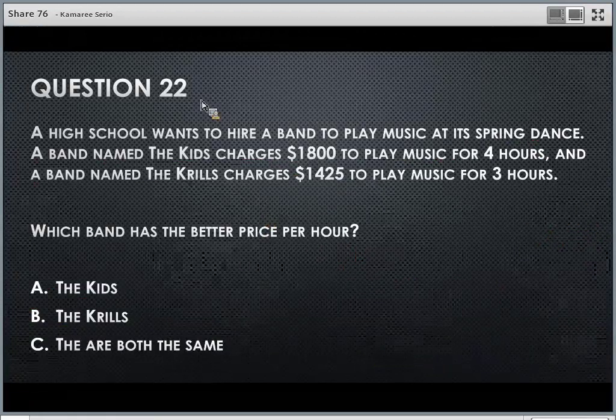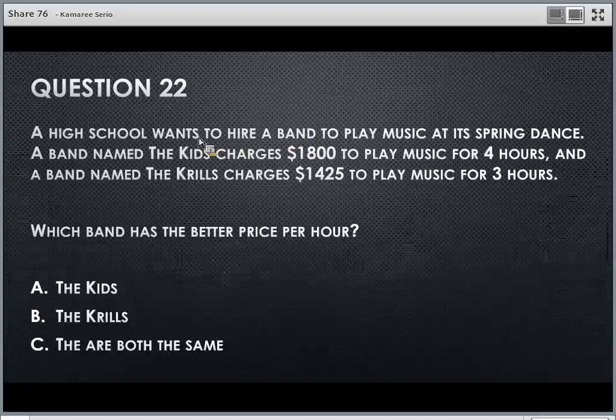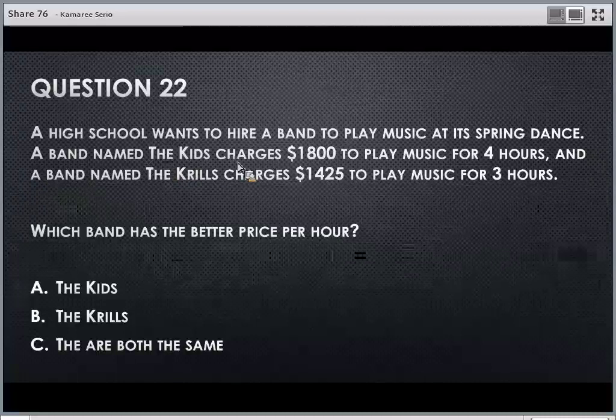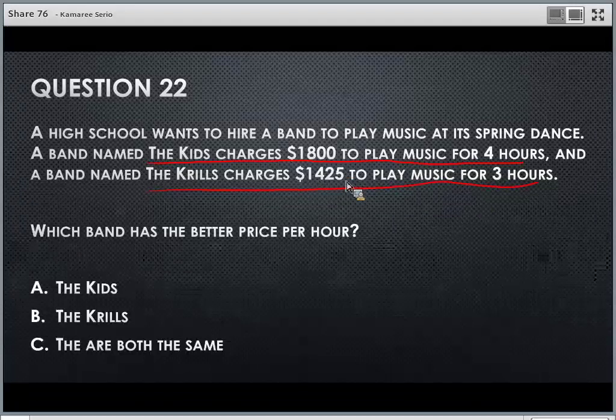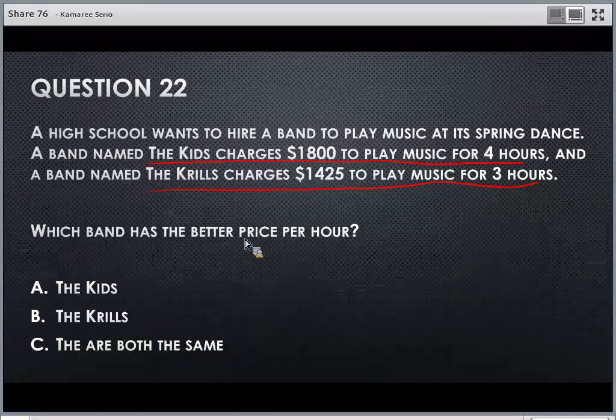All right, same type of question. A high school wants to hire a band to play music at its spring dance. The band named The Kids charges $1,800 to play music for 4 hours, and the band named The Krills charges $1,425 to play music for 3 hours. Which band has the best price per hour?